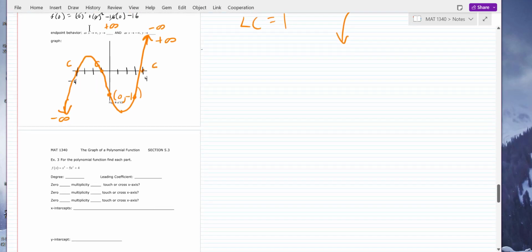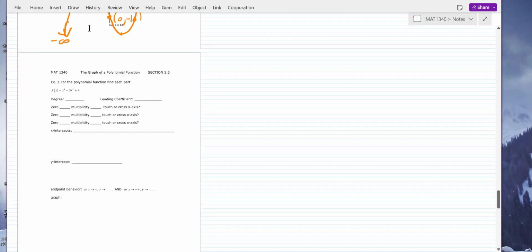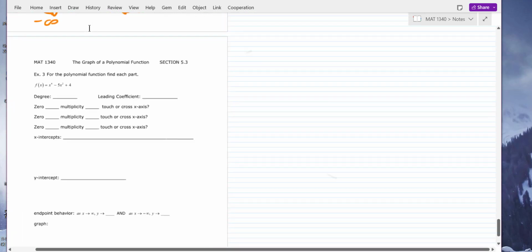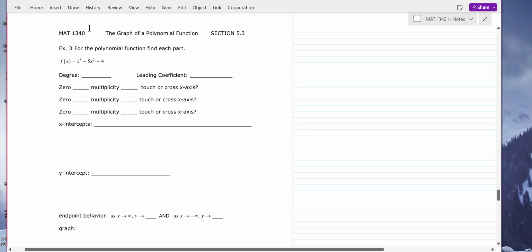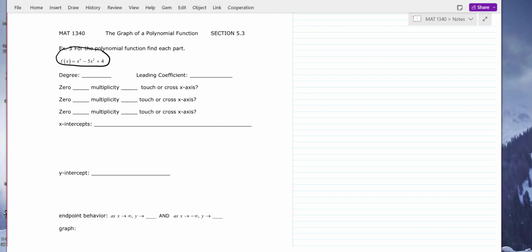Okay, let me do this next one here. One more factoring, and I'm going to give you 2 to do to kind of finish this section up. This is a pretty lengthy section with a lot of information. So let's start with the easy stuff. What's the degree of this polynomial? 4. What's the leading coefficient? 1. How does the graph go? Based on those 2 pieces of information, what's the graph look like?